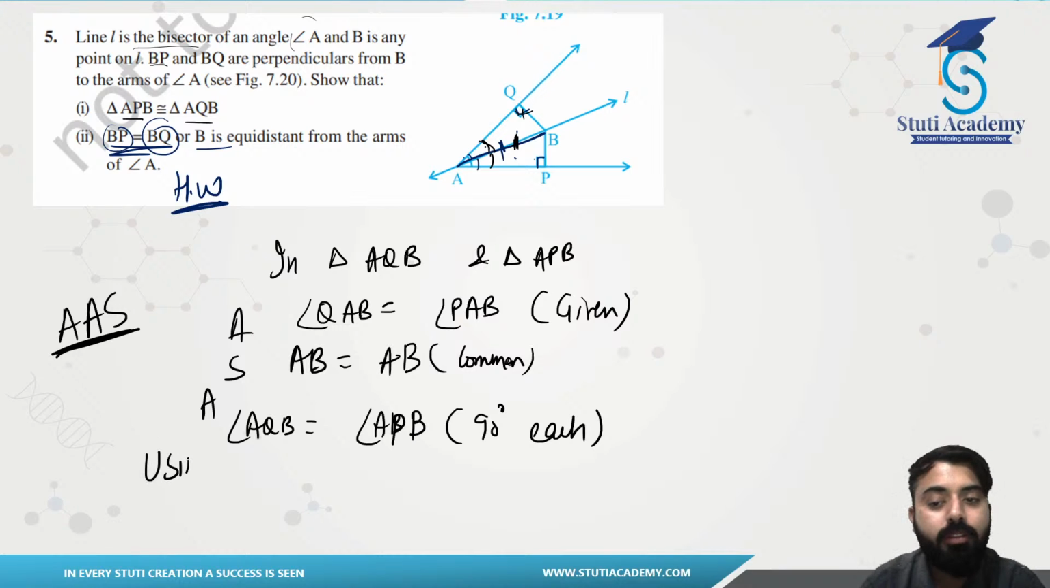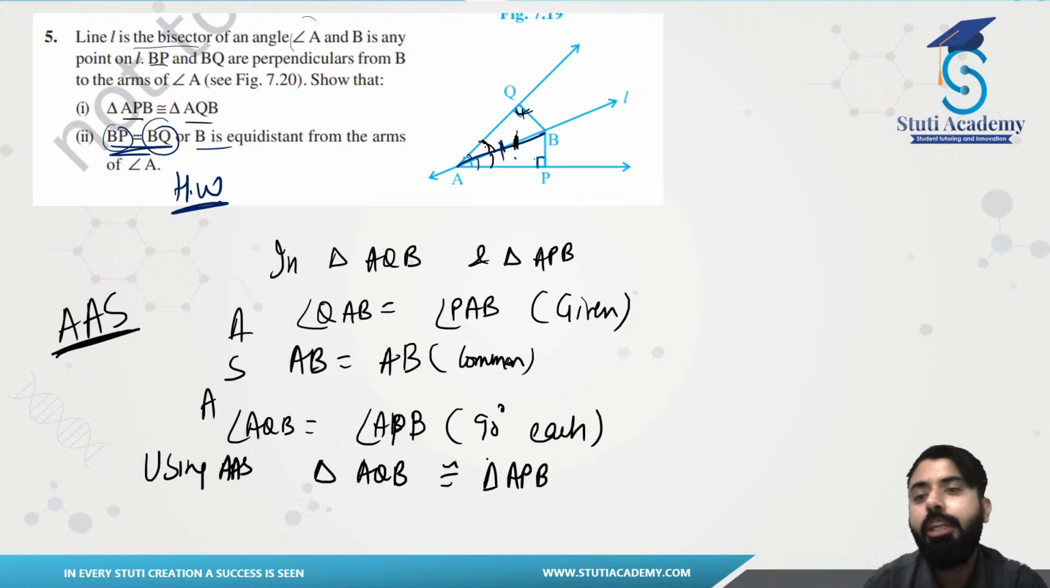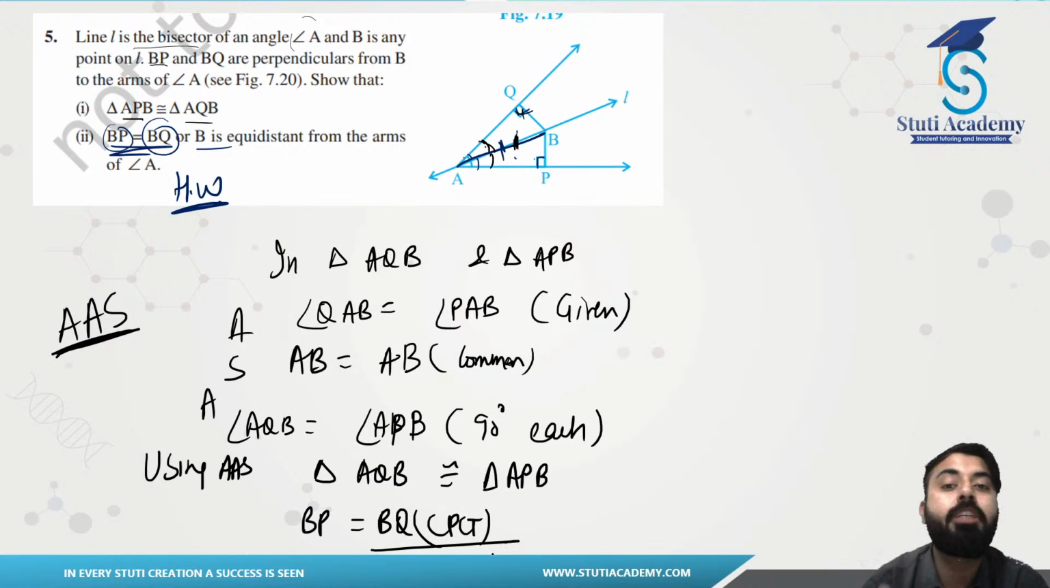So using angle side, triangles AQB and APB are congruent, and you can simply say that BP is equal to BQ by CPCT. You remember that when you have proven a pair of triangles congruent, you can easily prove the remaining parts congruent too, using the corresponding parts of congruent triangles property. If you have proven a pair of triangles congruent, then you have the authority to say the remaining portions are congruent too, because if they cover one another completely, then all parts are congruent to one another.